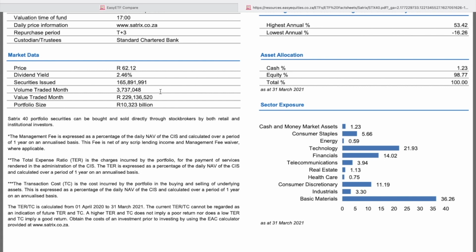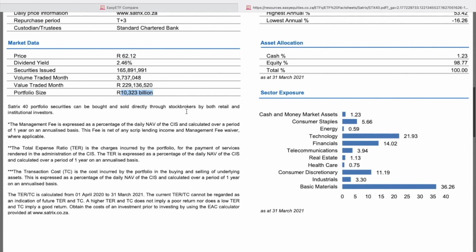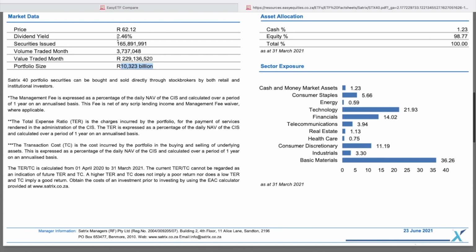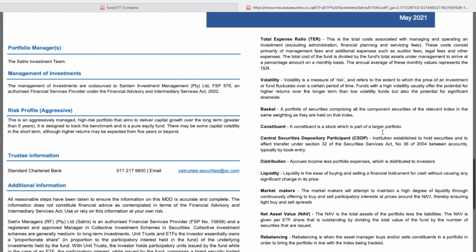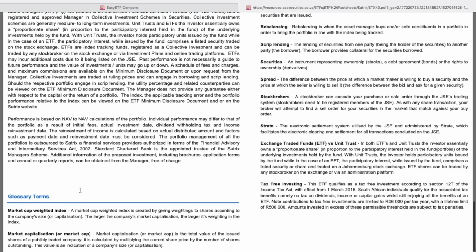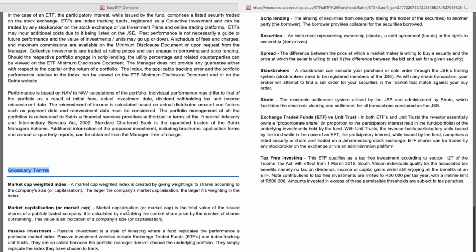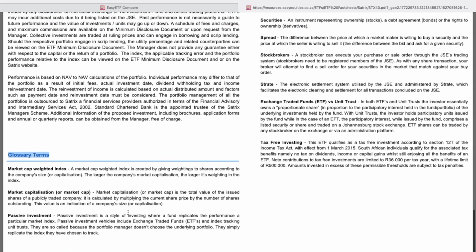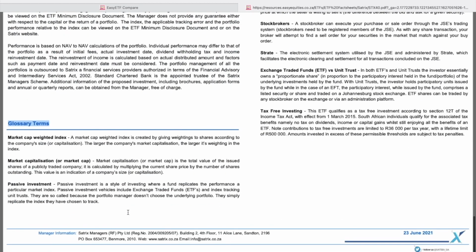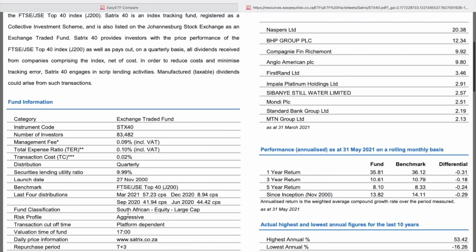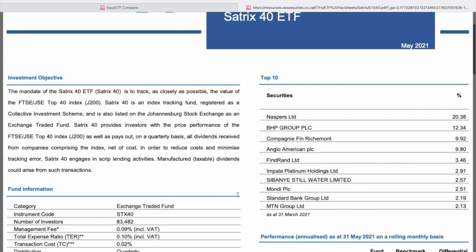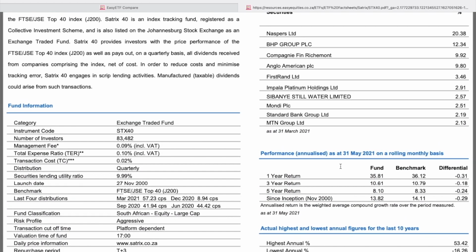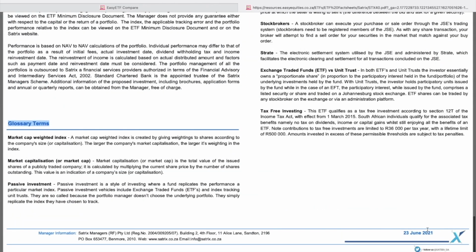It also gives you some market details on the fund. So like we said, it's got 10 billion rand invested. It gives you the trade volume, the share price, and the dividend yield. And it also gives you a sector breakdown and a glossary at the end for any terms you might not understand. You can come to the bottom here and read through all the terms. Now the MDDs are updated fairly regularly. So this one was last updated on the 23rd of June.